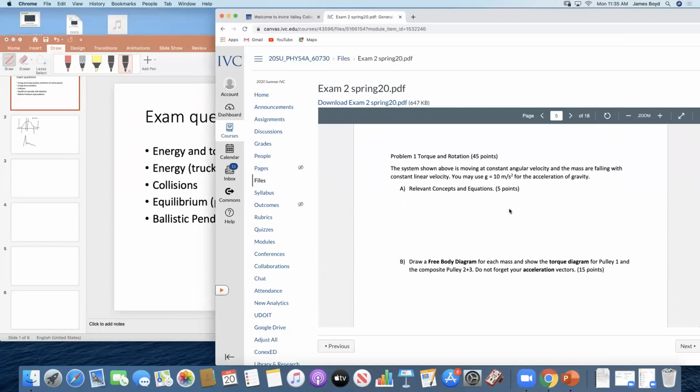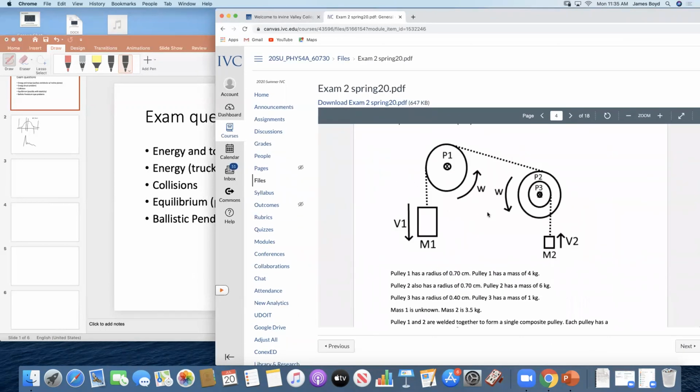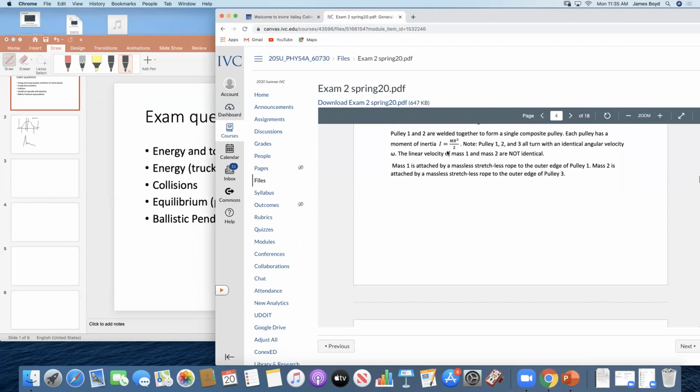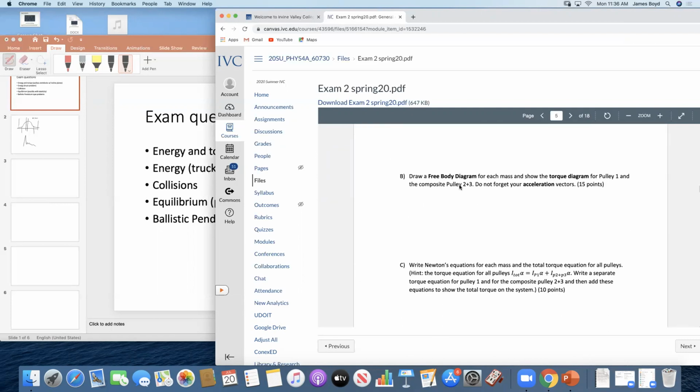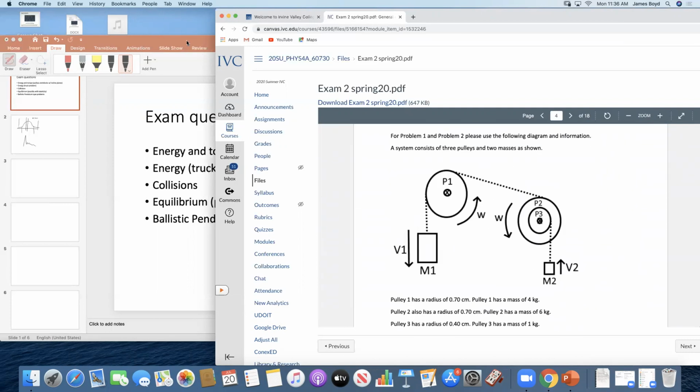Like normal, we would have relevant concepts and equations. I just want you to list some of the things that you know you'll need. If you're doing this with torque and forces, you need free body diagrams, you need torque diagrams. You need to understand that a equals R alpha, things like that. Moment of inertia of a pulley, all those types of things. Then it says to draw a free body diagram and a torque diagram for each one. And so we'll talk through what that is and what I want from you.